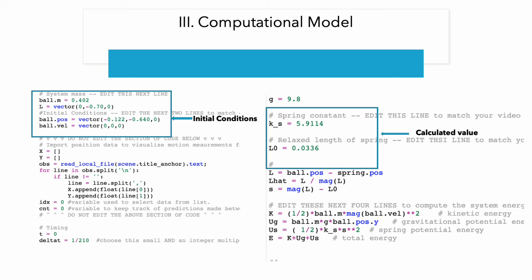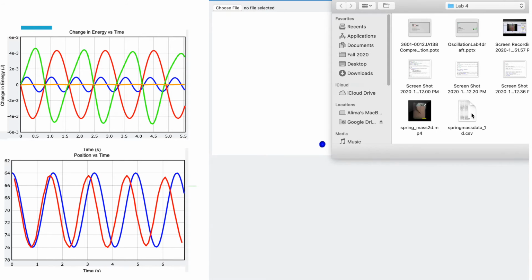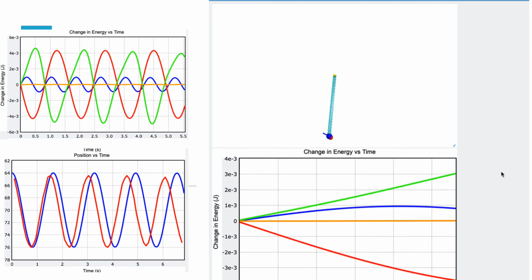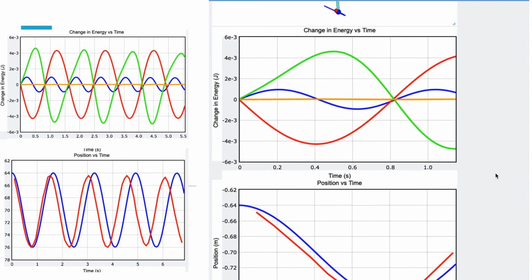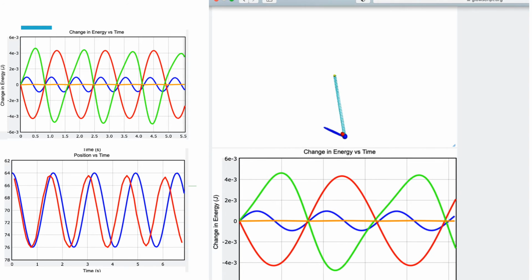We then inserted our initial conditions into our code, along with the calculated values of Ks and L0. We then used the formula for Newton's second law and the conservation of energy formulas to calculate the change in energy in our code. As you can see here, here's the motion of the mass in GlowScript, and we can see the change in energy versus time and the change in the position versus time.